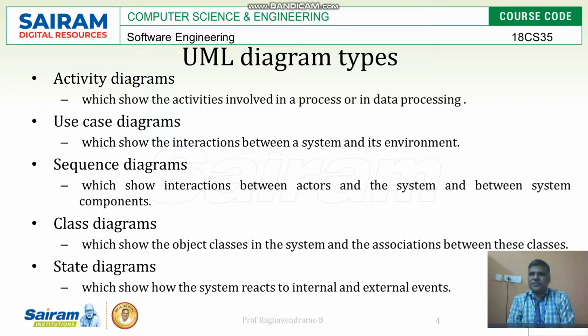Sequence diagrams. These are the interaction diagrams again, showing interactions between the system and the system components. The activity is in the form of a bar chart, where bars will be there representing the actors and the system components, and how they are going to interact. The lines are going to be present in these step-by-step operations.